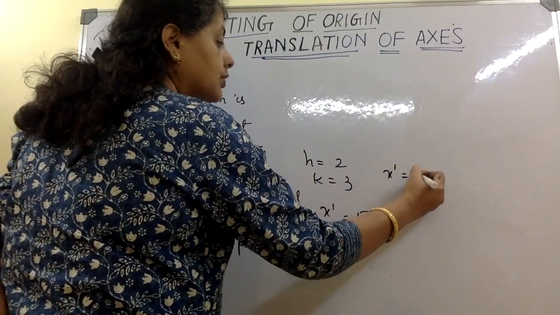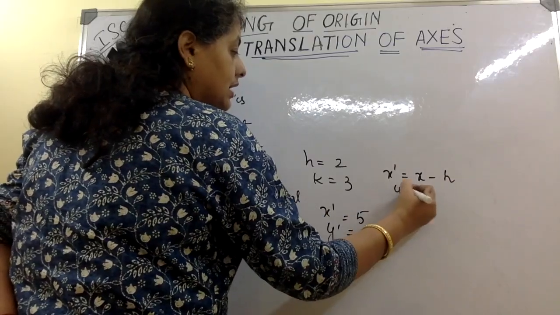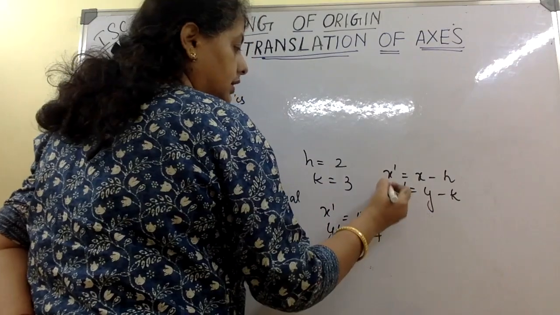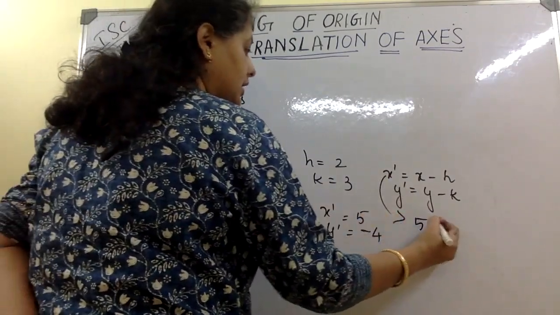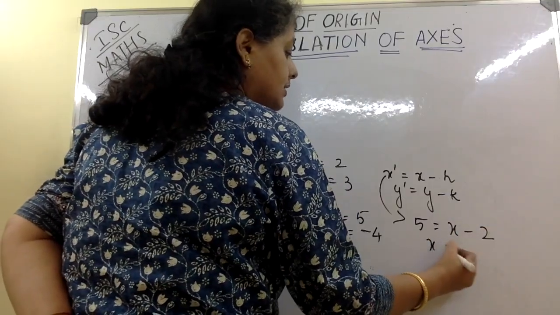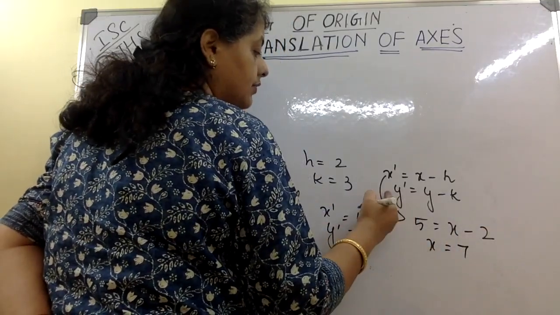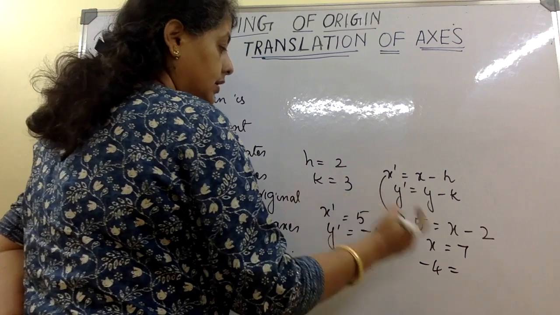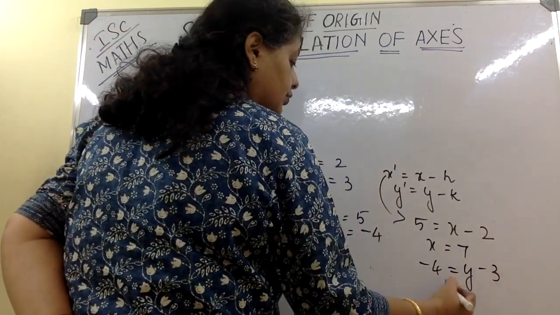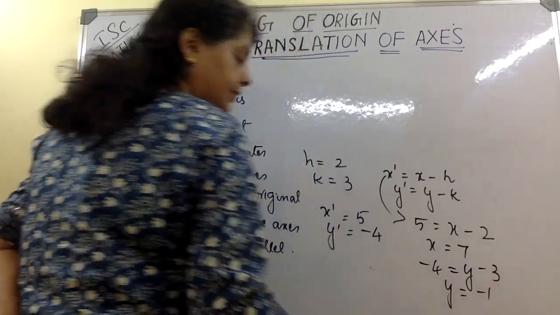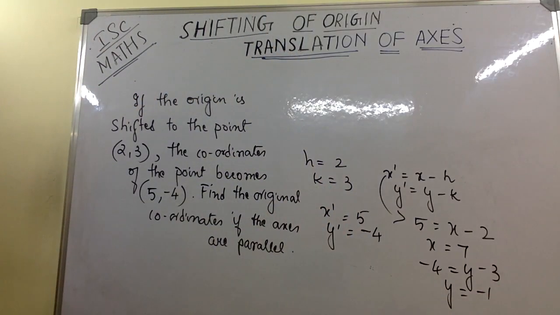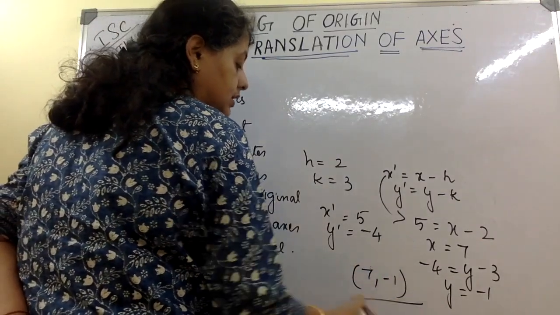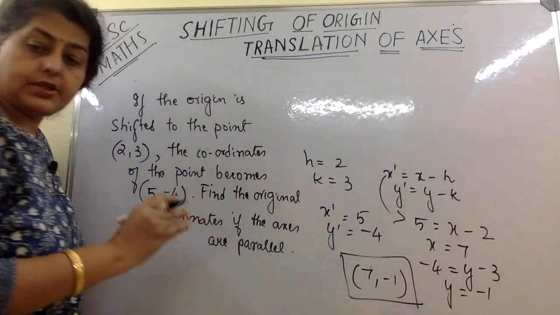So, x dash is equal to x minus h and y dash is equal to y minus k. X is equal to, in that case, x dash is 5, here x minus 2, so x is equal to 7. Okay, and for this one, y dash is minus 4, this is y minus 3. So y is equal to minus 1. Okay, so the old coordinates become 7 comma minus 1. This is your answer. Very, very simple.